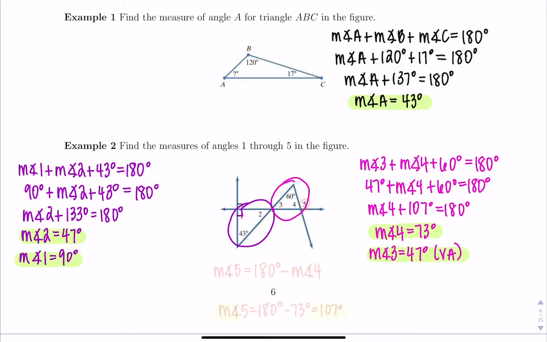The only angle we have left is angle 5, which is over here in the corner. The measure of angle 5 is just going to be 180 minus the measure of angle 4, because this is a supplementary angle. And so we end up getting that the measure of angle 5 is 180 degrees minus 73, which is 107 degrees.